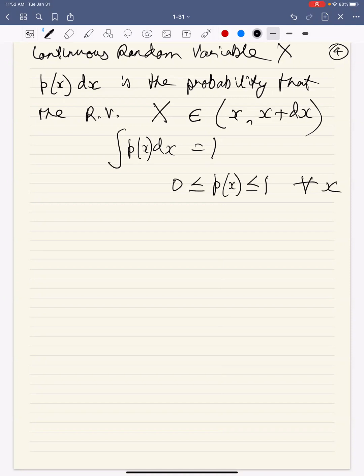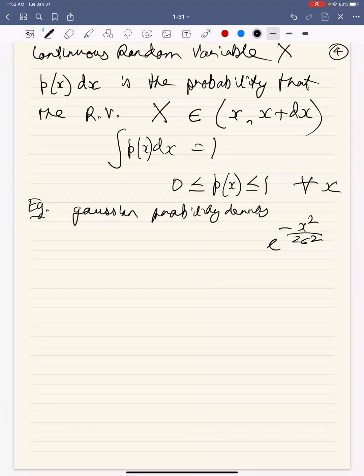So, example, Gaussian probability density, right? And you can see how it looks like. It looks something like e to the power minus x squared by 2 sigma squared. This is always more than 0, right? E to the power something is always positive. This is also always less than 1. Does it follow the other property, the second property that we need? It's not normalized, right? So here we need to put in square root of 2 pi sigma squared for it to be normalized. This is the Gaussian density.